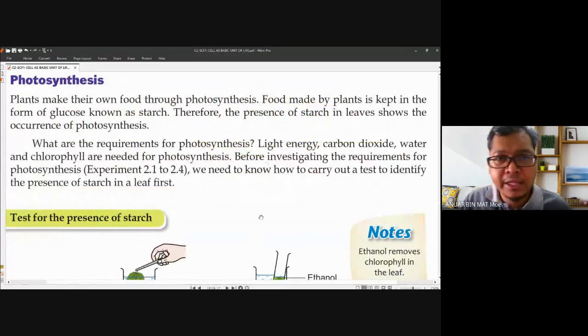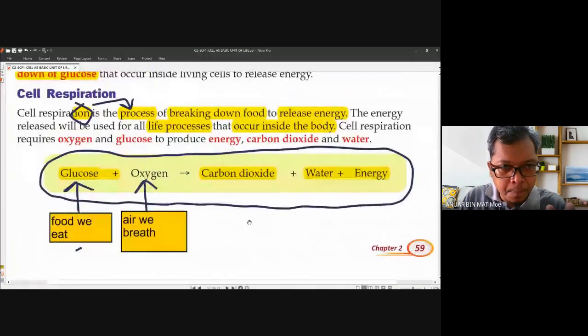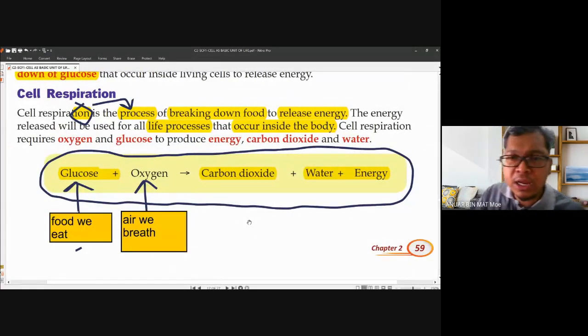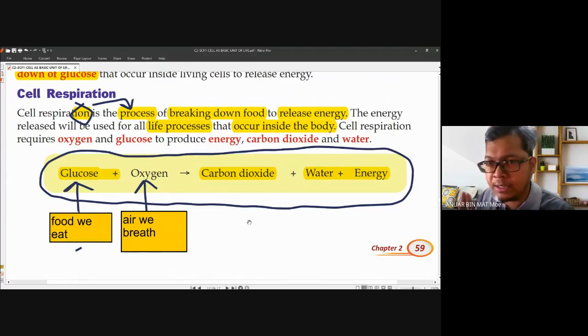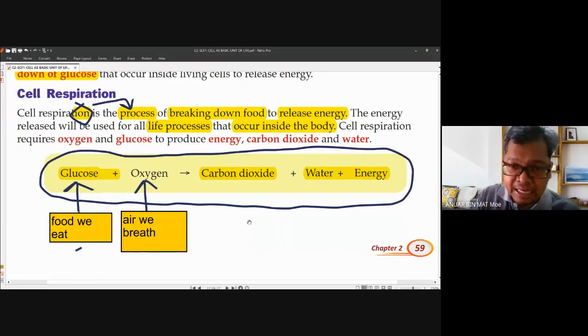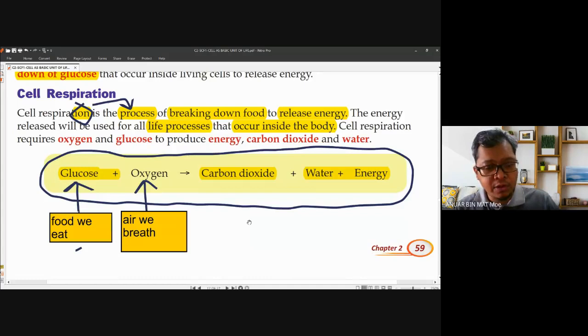The second process in topic 2.1, we call it photosynthesis. Okay, before I continue with photosynthesis, cell respiration occurs in all living things, including human, animal, and plant. You must remember this. Every living organism, every living thing that has cells, will undergo cell respiration.